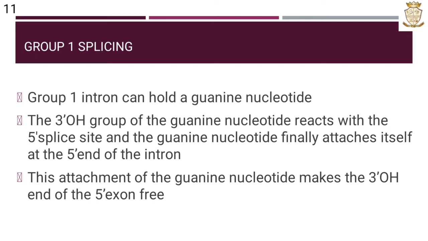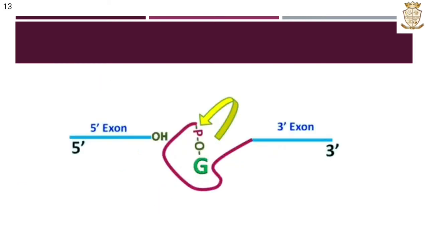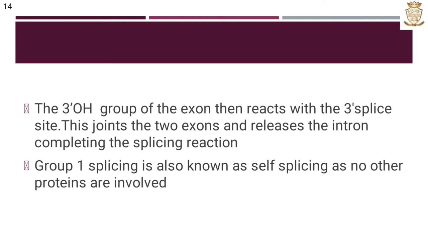This attachment of the guanine nucleotide makes the 3' OH end of the 5' exon free. The 3' OH group of the exon then reacts with the 3' splice site. This joins the two exons and releases the intron, completing the splicing reaction. Group 1 splicing is also known as self-splicing, as no other proteins are involved.